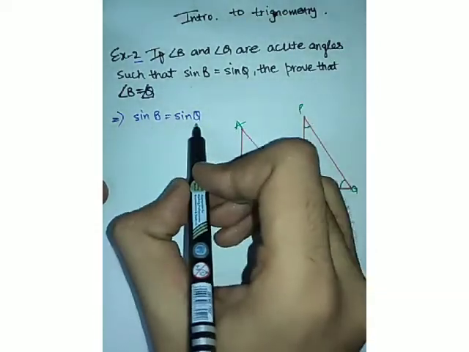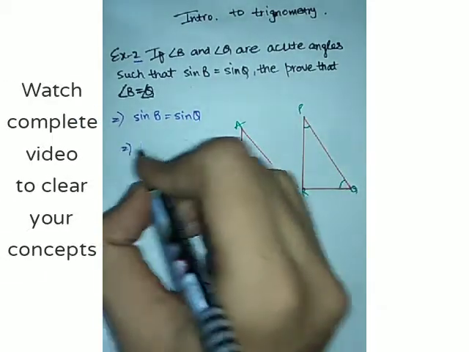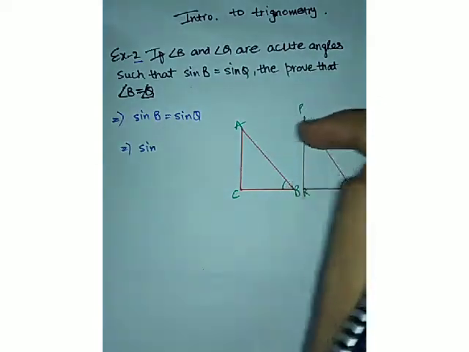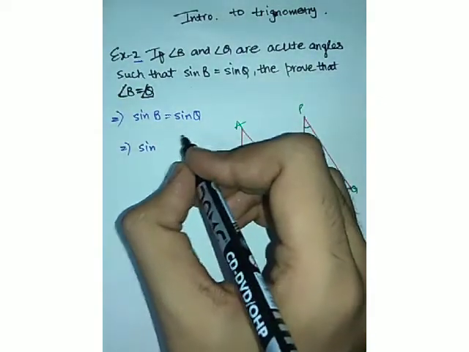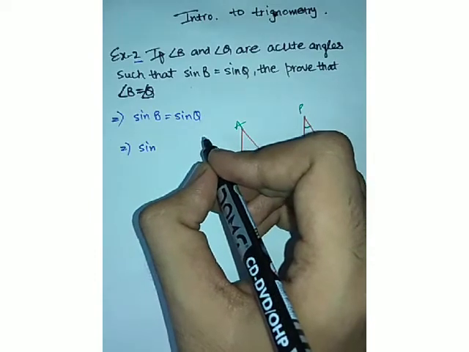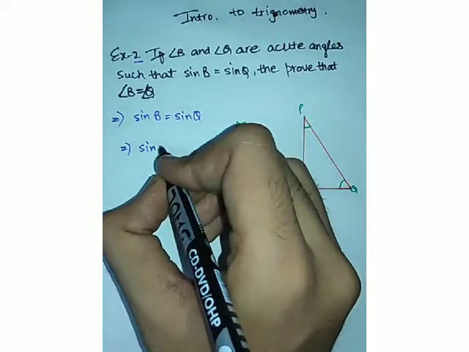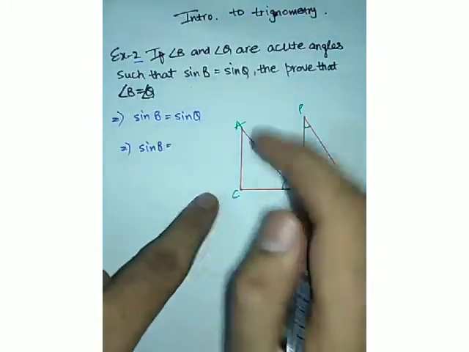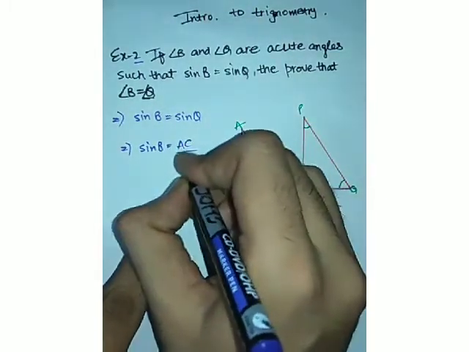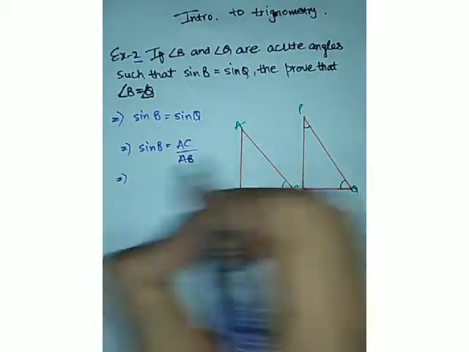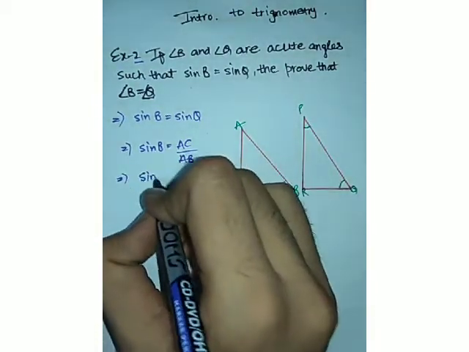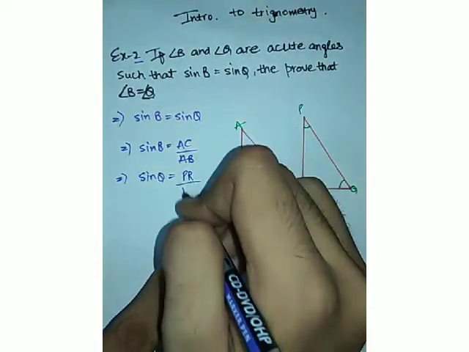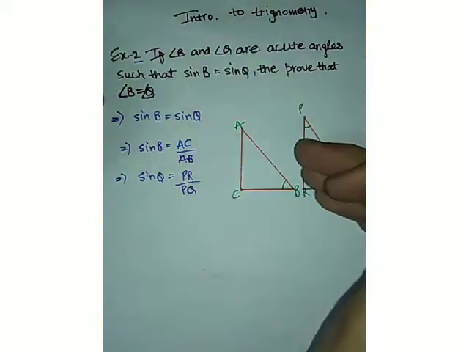So sine B is equal to sine Q. Now we have studied that sine is equal to perpendicular over hypotenuse, right? For this clarity you have to watch the previous video, on how sine is equal to perpendicular over hypotenuse. Now sine B from this triangle is equal to AC upon AB, correct? And from the next triangle, sine Q is equal to PR over PQ, right? We have just found the values from the figure, right?